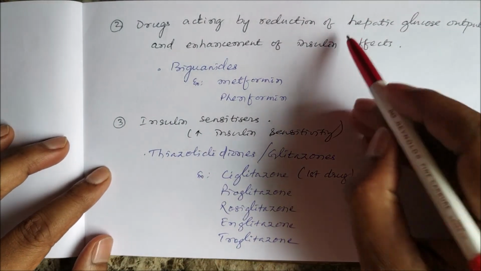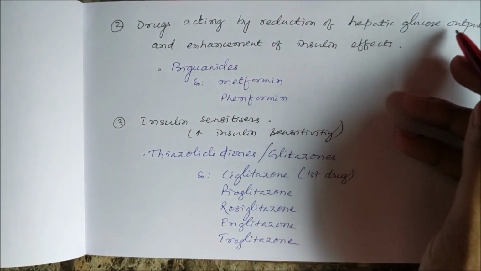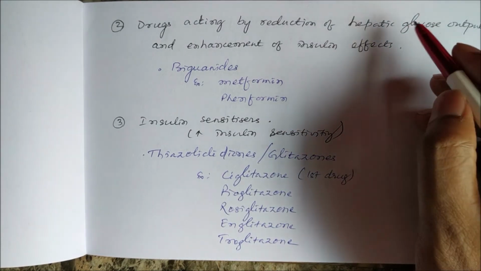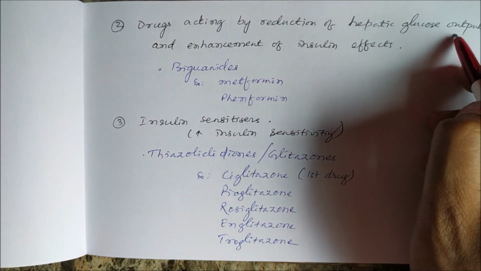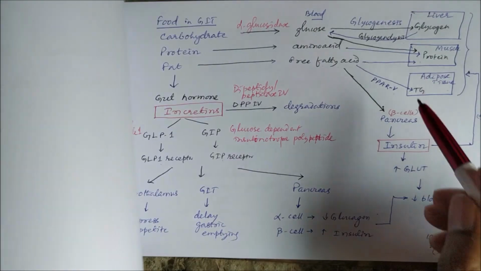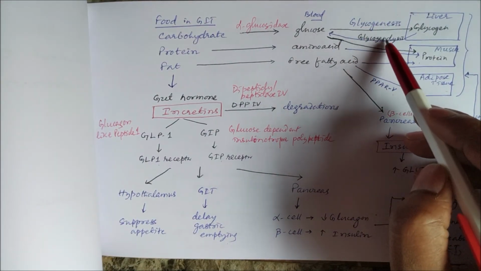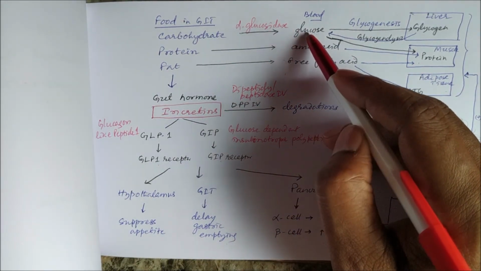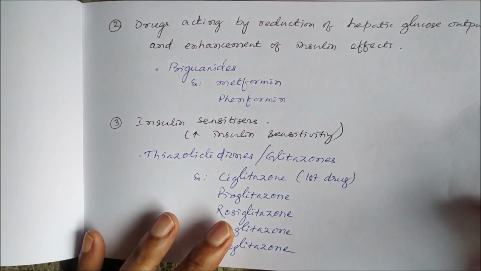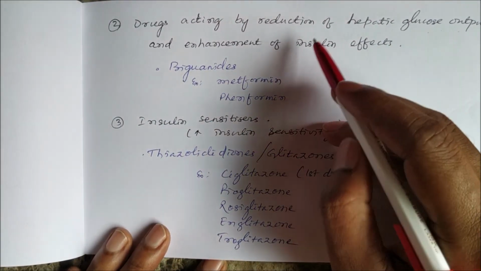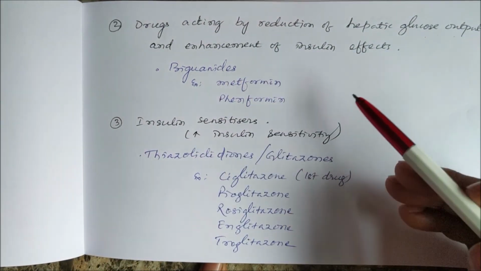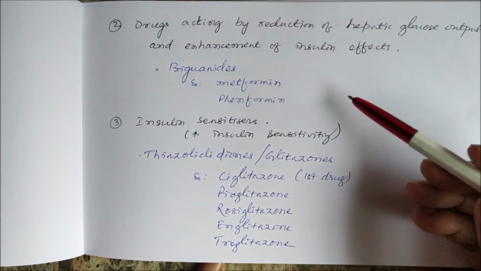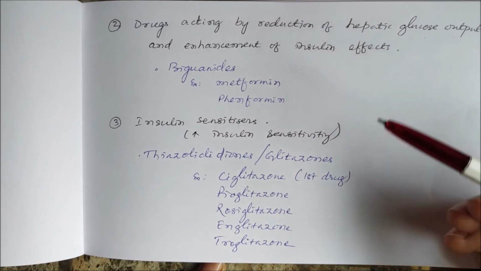Then some drugs are there which act by reducing the hepatic glucose output. Glycogenolysis and gluconeogenesis are the mechanisms by which the liver produces glucose, so that is called hepatic glucose output. That can be reduced by promoting glycogenesis, inhibiting glycogenolysis and inhibiting gluconeogenesis, that is the formation of glucose from non-carbohydrate sources. All these things are done by biguanides, like metformin, phenformin, and they also enhance the insulin effects. So some insulin sensitizer action is also there.